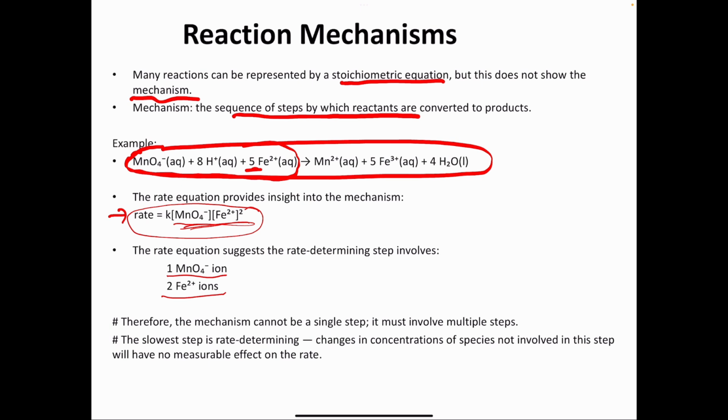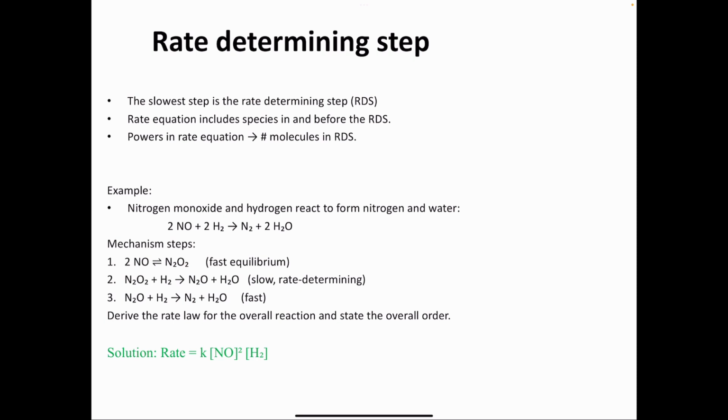It involves multiple step mechanisms, and the slowest step is going to be the rate determining step, in which these have already reacted, or they react until the rate determining step. Going to the rate determining step, this is the slowest step of a reaction mechanism. It includes all species that have reacted before and in the rate determining step, and the powers of the rate equation are going to be the number of molecules that have reacted until the rate determining step.